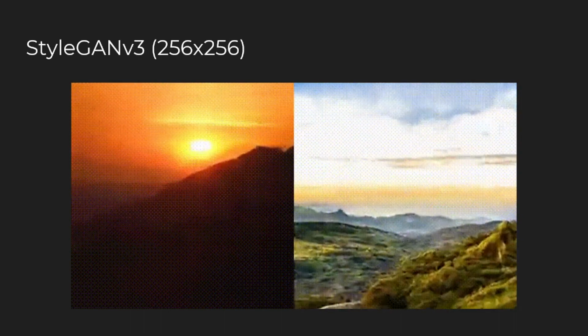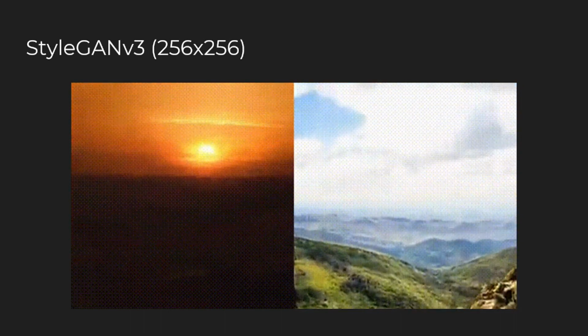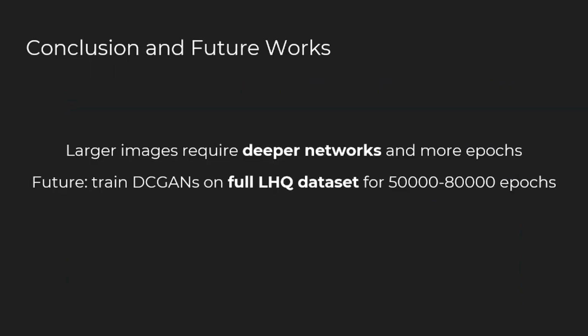Finally, looking at the results from the StyleGAN, we see that larger networks and longer training times really do produce better results. And that's pretty much the takeaway for this project. If we were to continue, we'd like to train our DCGANs on the full LHQ dataset for many epochs and see if those results can be competitive with the StyleGAN.